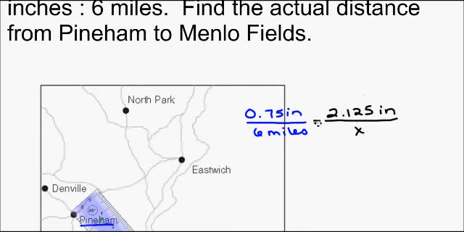And now we can cross multiply, and we get 6 times 2.125 divided by 0.75 equals x. And you may be saying to yourself, what about the units?